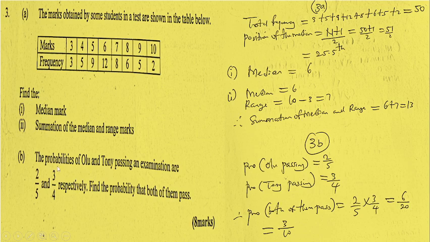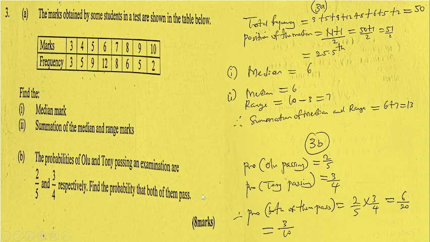The probability of Olu and Tony passing an examination are 2 over 5 and 3 over 4 respectively. Find the probability that both of them pass. So the probability that Olu passes is 2 over 5. Probability that Tony passes is 3 over 4. Therefore, the probability that both of them pass will be 2 over 5 times 3 over 4, and that will give us 6 over 20. If you cut it down, that gives us 3 over 10.